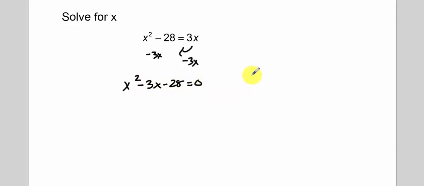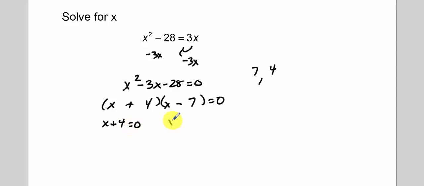List your multiples that get you 28. I'm going to go with 7 and 4 right off the bat because that's what I see. We could list all of them, but if you know those multiplications in your head, this will come a lot quicker. I'll put in a 7 and a 4, and now I just have to pick the signs. I want a -3, so the 7's got to be bigger than the 4 in terms of negatives. So now we have x plus 4 is equal to 0, x minus 7 equals 0. Subtract 4 to both sides, get x equals -4, or add 7 to both sides, and x equals 7.